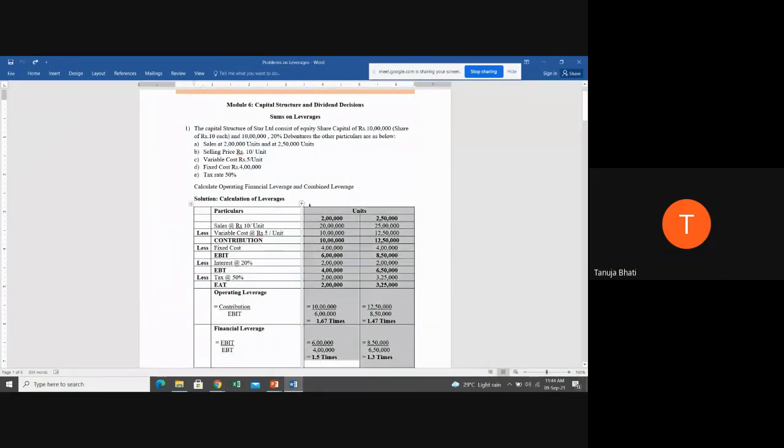Okay, so let's start. The capital structure of Star Limited consists of equity share capital of 10 lakh rupees, shares of rupees 10 each, and 10 lakhs of 20% debentures. When a percentage is prefixed before the word debentures, it means the interest to the debenture holders will be 20%. Sales is at 2 lakh units and at 2 lakh 50,000 units.